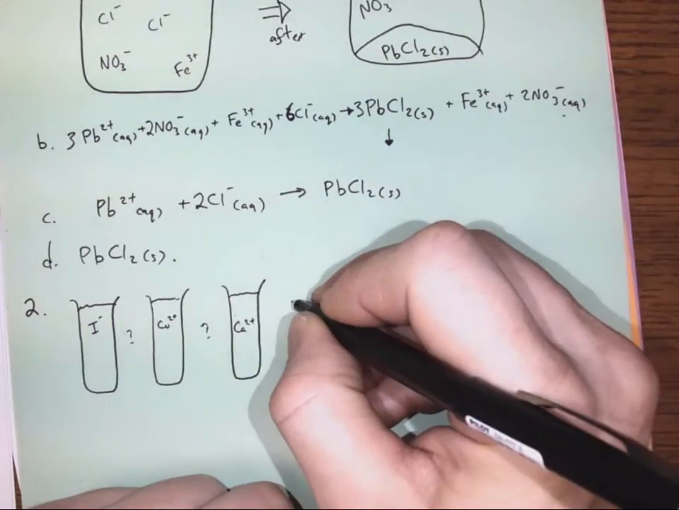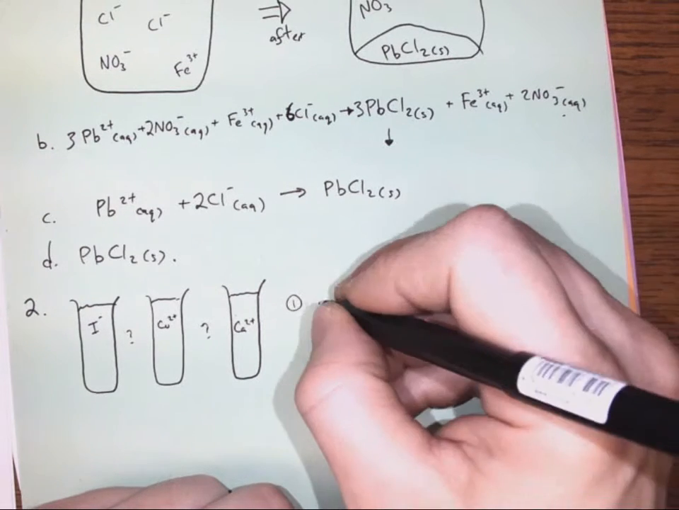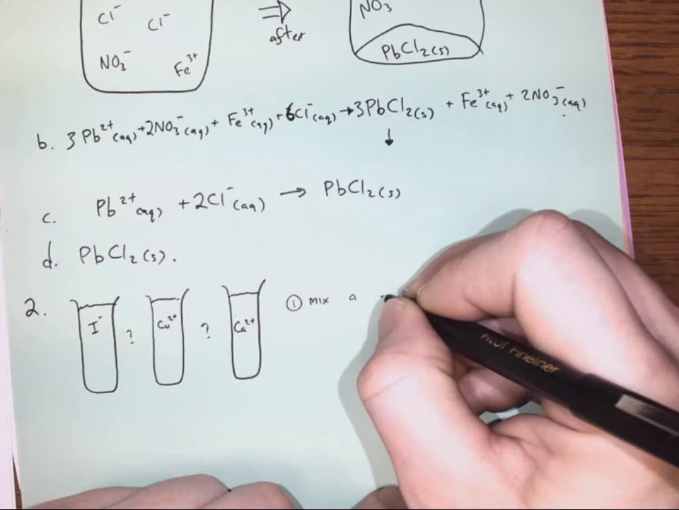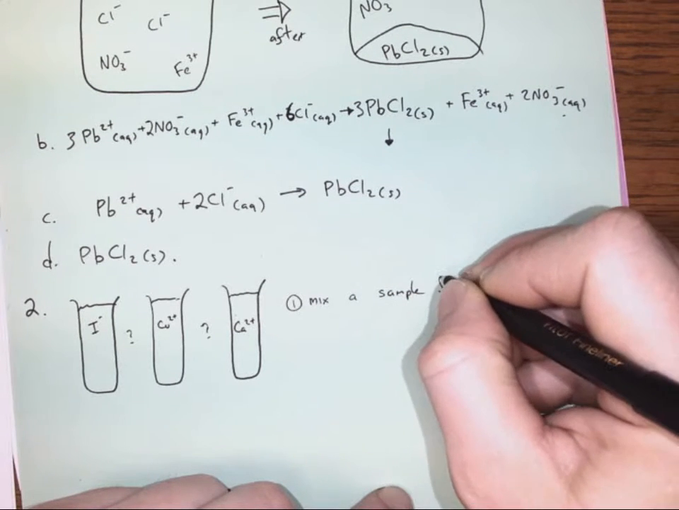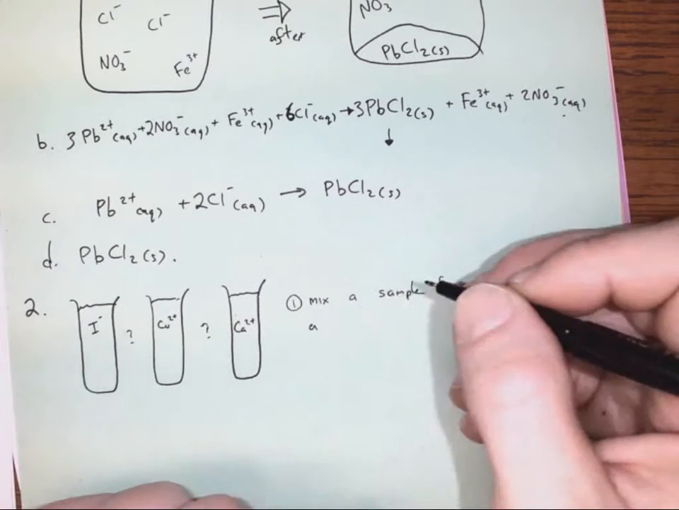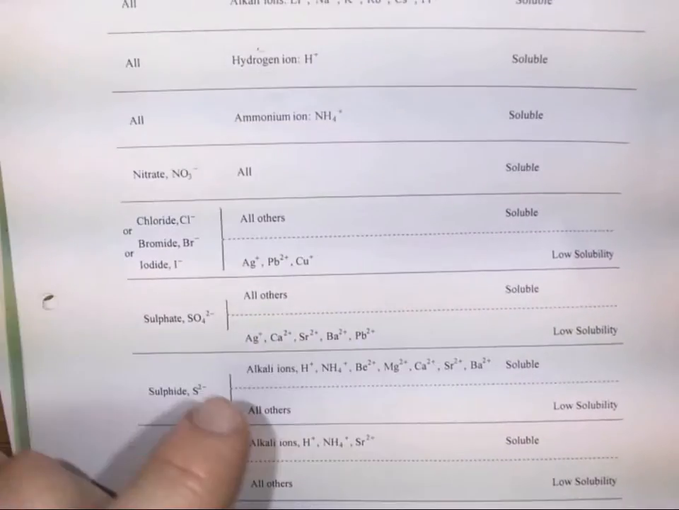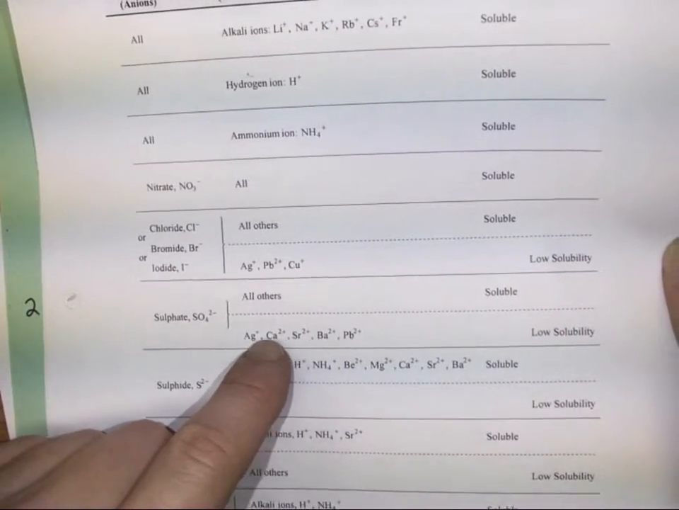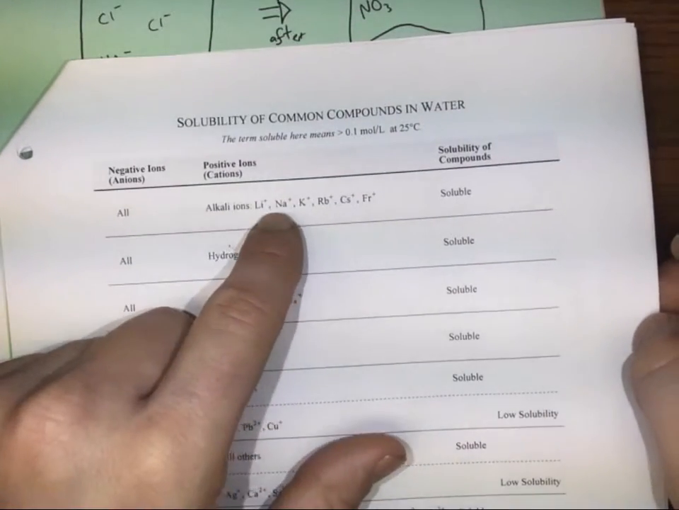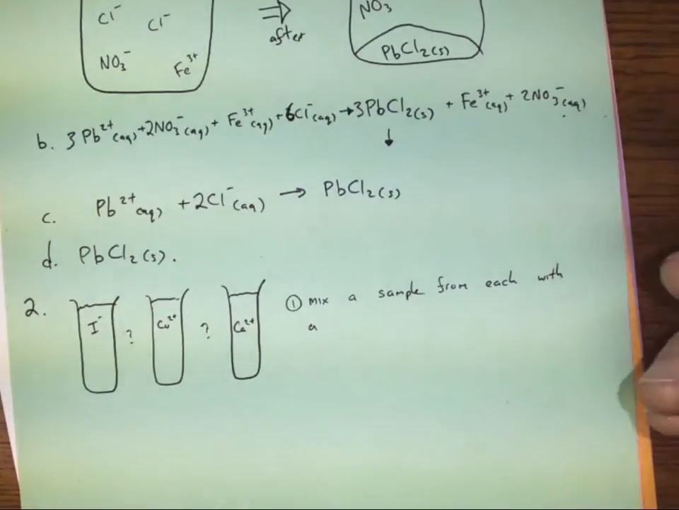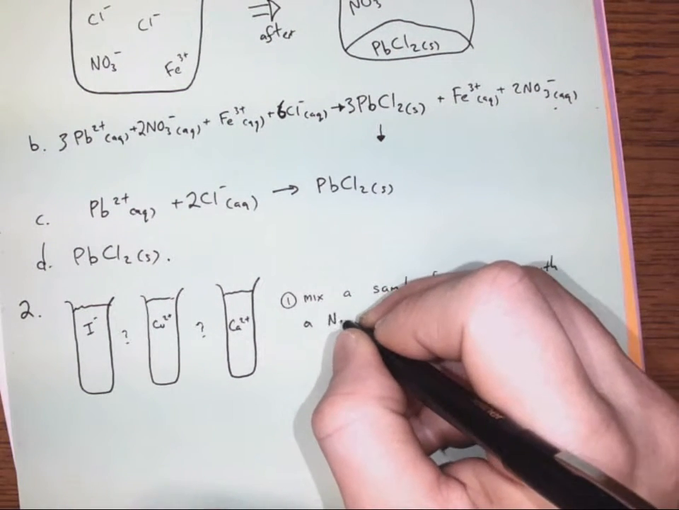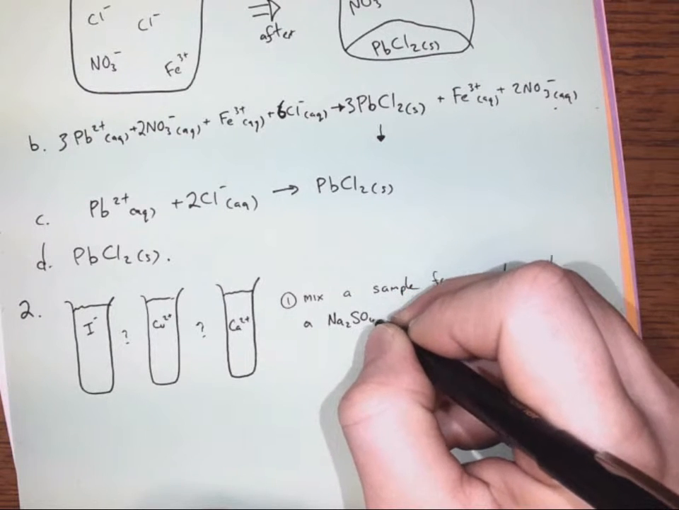So what I could do for step 1 is I could take a sample from each. I want to mix sulfate, right, to take out the calcium. But I can't just add sulfate, so I'm going to add a neutral compound with a positive ion, like sodium. So sodium sulfate. So we'll mix a sample from each with a sodium sulfate solution.